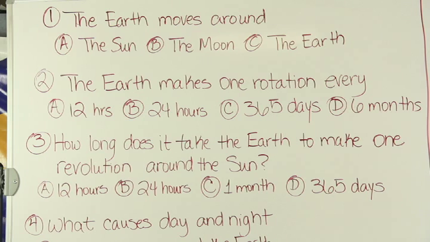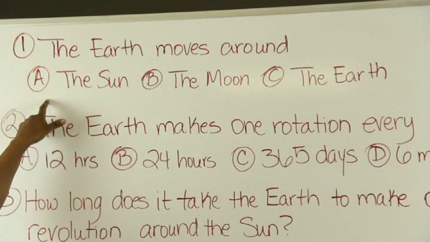Number 1, the Earth moves around. What does the Earth move around? Does it move around the sun? Because we're going to read every question. This is a simple one. We can get all the points that we can get from the simple ones.